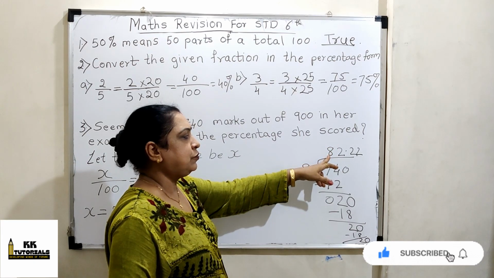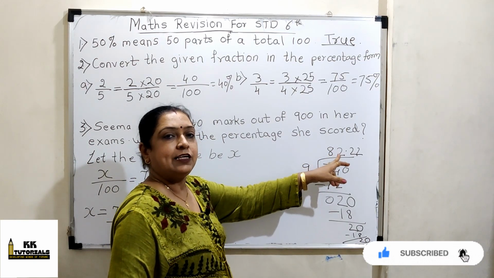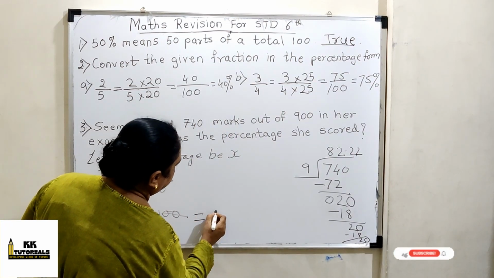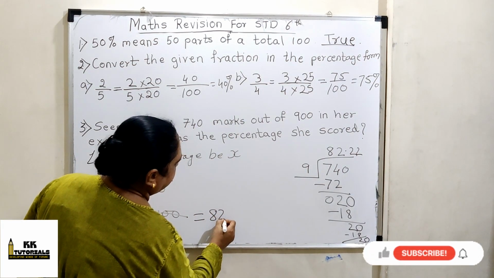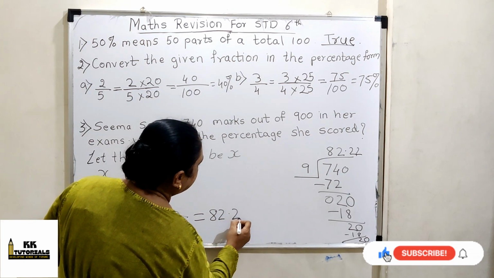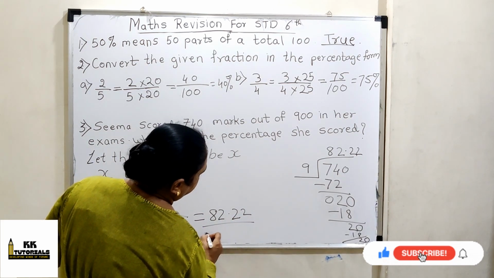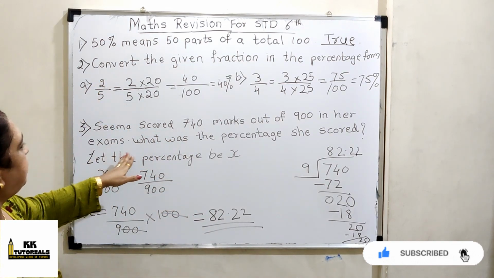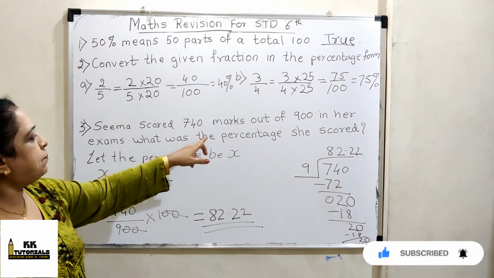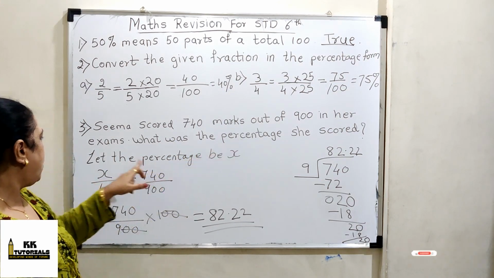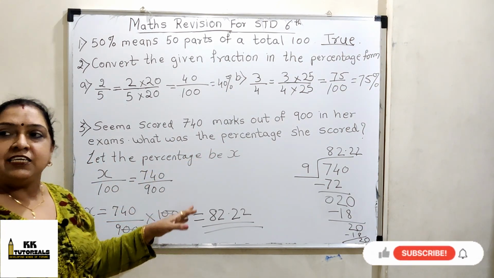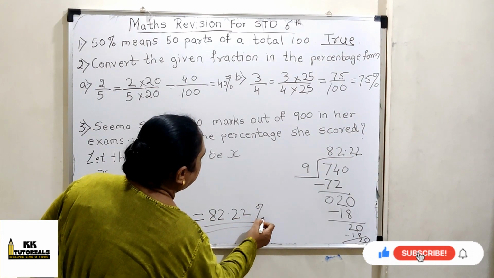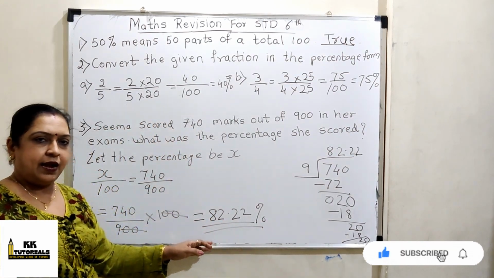So what should you do? You should only take 82.22. You can write in this manner. Okay. They have asked, what was the percentage she scored? So the percentage she scored is 82.22%. Okay. Write in this manner.